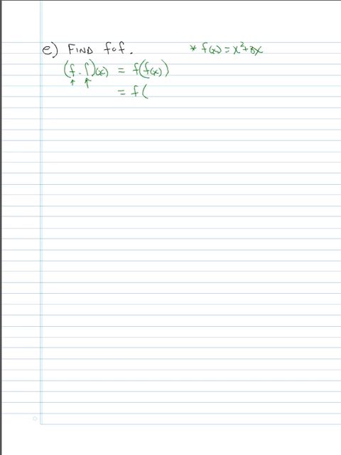Well, we work from the inside out. f of x, that's what we're looking at here, is really just x squared plus 3x. So we end up having x squared plus 3x as the input into the function f. And remember what f does. It squares the input and it adds 3 times the input. Well, the input here is x squared plus 3x, and so that's what goes in each of those positions. That's where the input goes.